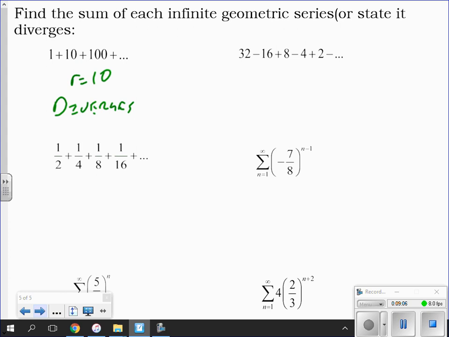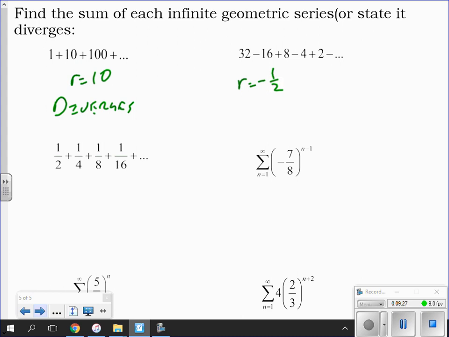Okay, so this next one, how do I get from 32 to -16, -16 to 8, 8 to -4, -4 to 2? My R is -1/2. I take half of each number, and it changes sign every time because it's negative. So this one converges. If it converges, I can find the total.